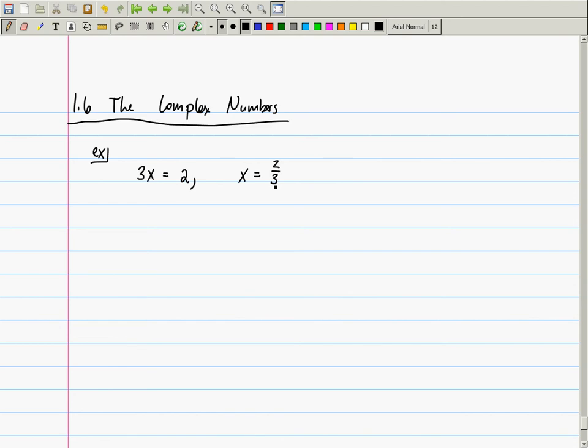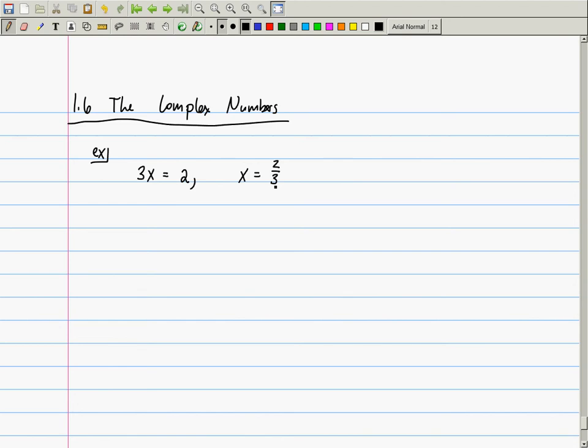Okay, so now I have a question for you. In a sense, the solution to this equation is 2/3, right? 2/3 is the x that works. Now what if I said that, well, here's an equation and the x has to be an integer. Then what would the case be about this equation? It wouldn't have a solution. There is no integer such that 3 times that integer is 2. Right? The only solution is 2/3. That's the only one. So this equation cannot be solved over the integers, right? There's no integer solution. There's a rational solution, 2/3.